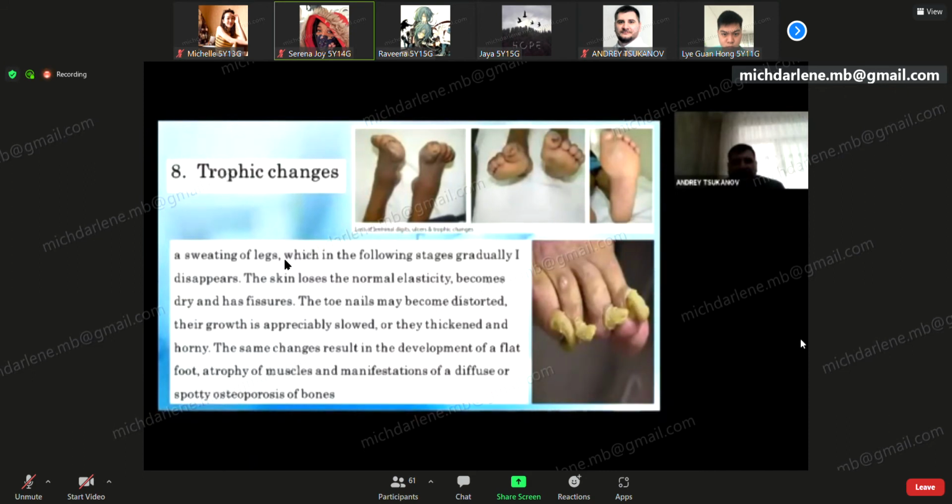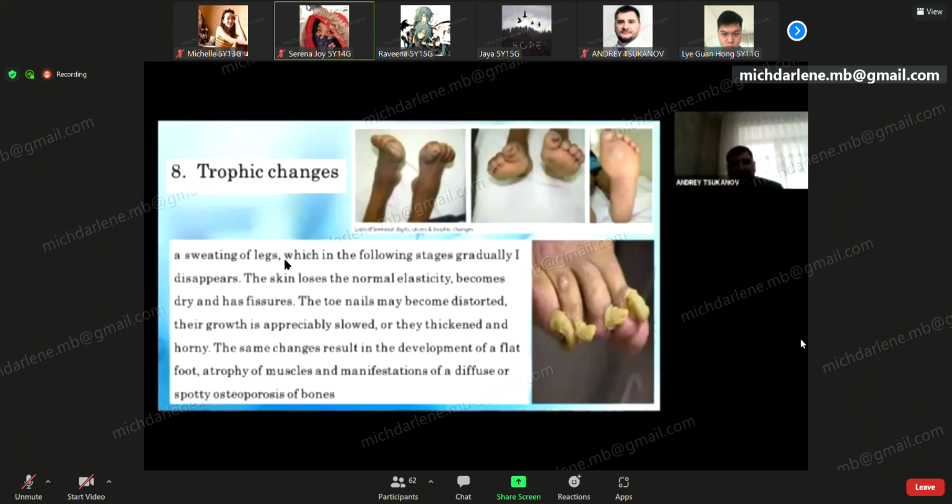Trophic changes. A sweating of legs, which in the following stages gradually disappears. The skin loses the normal elasticity, becomes dry, and has fissures. The toenails may become distorted, where growth is precariously slowed, or they thicken and become horny.